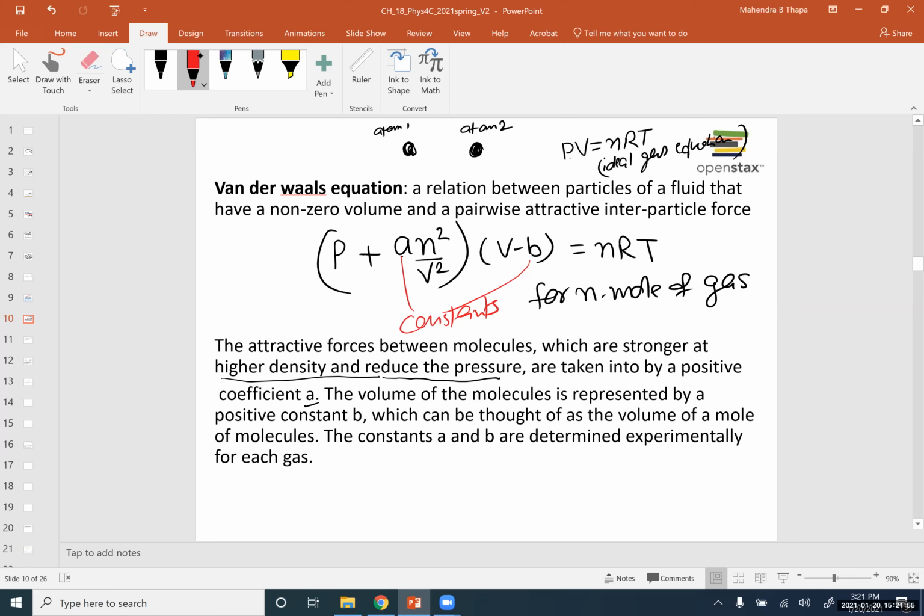So a and b are constants, but they vary from atom to atom. So this constant is not constant for everything. The constants a and b are determined experimentally for each gas. Be careful about that. Each gas has its own a and b values and they are different. Okay.